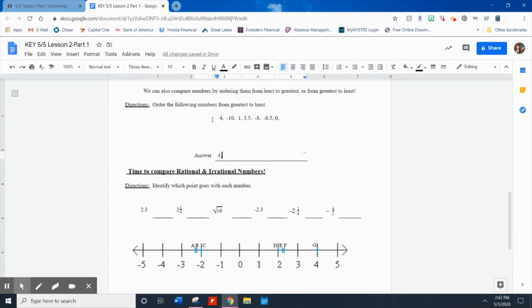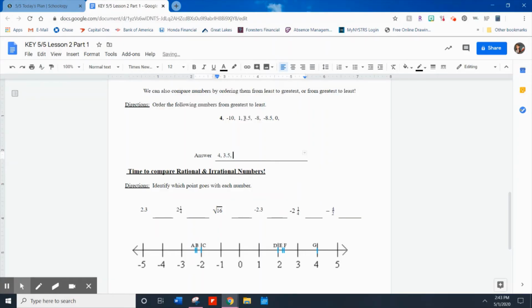Now, if this was on paper, I would be crossing these out as I go. Since we don't have paper right now, I could either delete it, or since I don't want to delete the whole problem, I'm just going to bold it when we're done with it. So 4 is done. The next largest number would be 3.5.